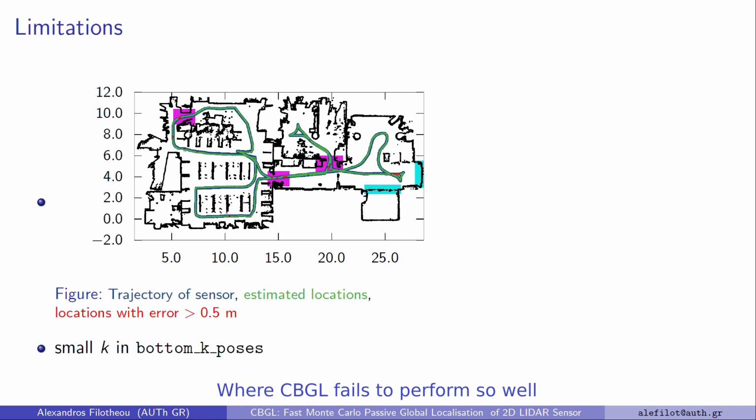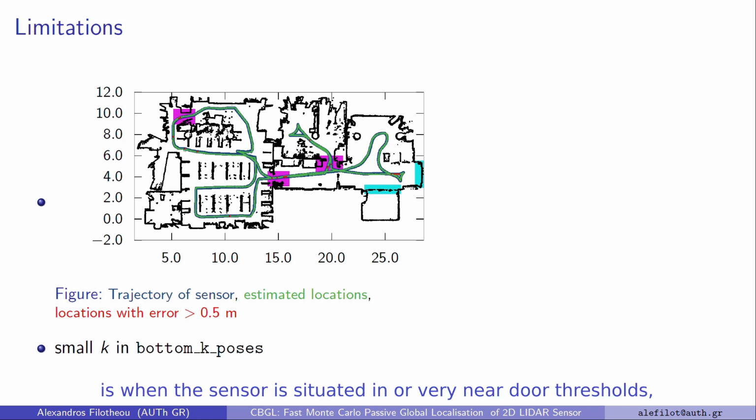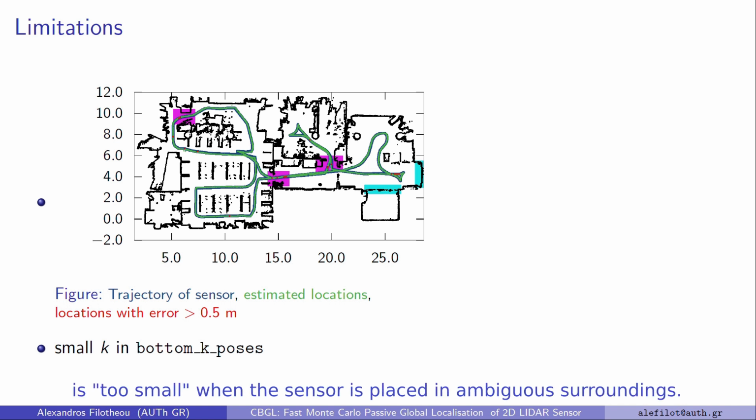Where CBGL fails to perform so well is when the sensor is situated in or very near door thresholds, or when the number of poses selected for matching is too small when the sensor is placed in ambiguous surroundings.